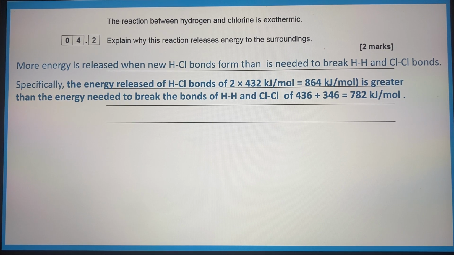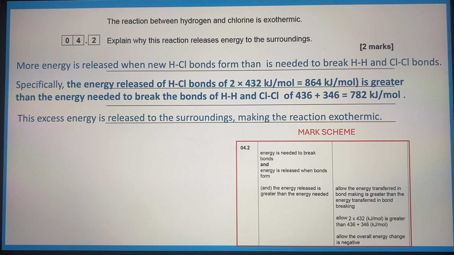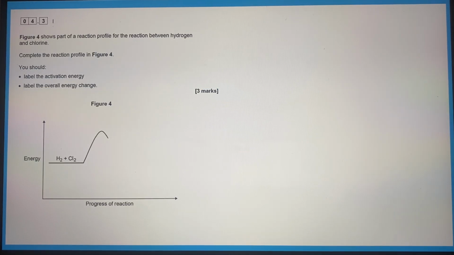This excess energy is transferred to the surroundings, making the reaction exothermic and resulting in a negative overall energy change. And this aligns with the marking scheme, which states to mention both bond breaking and bond forming, and explain that more energy is released than absorbed. Sub-question 4.3.